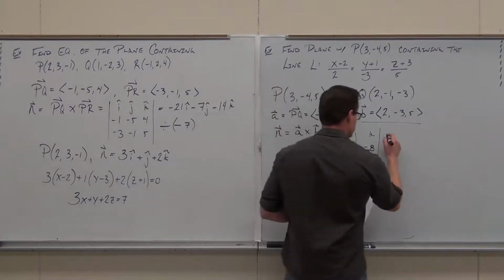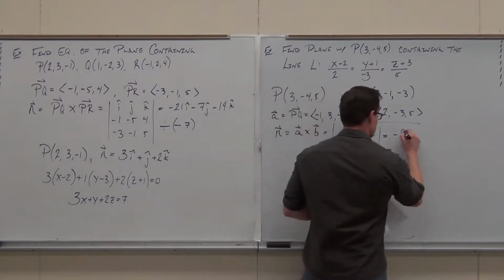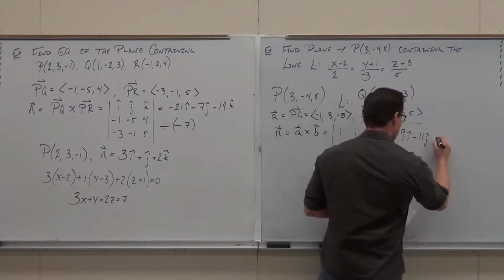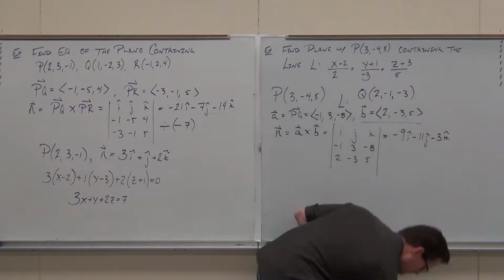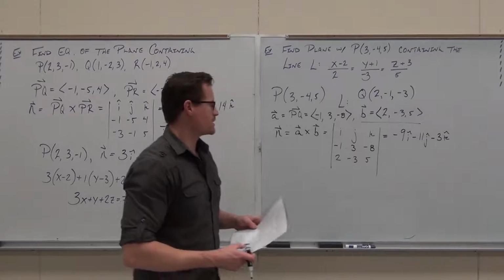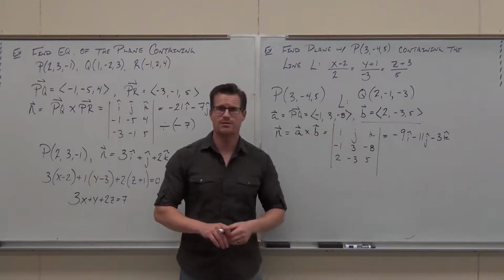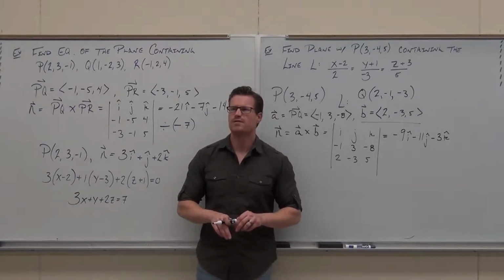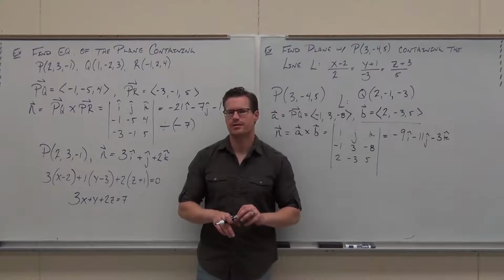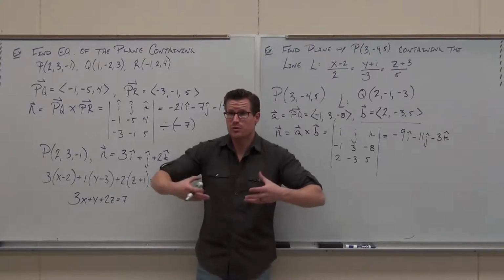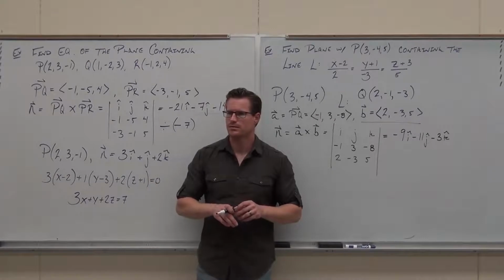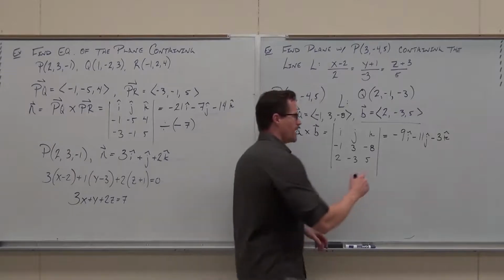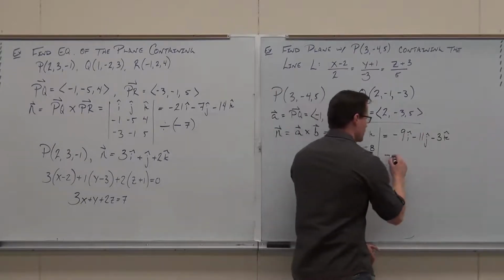Oh, nastiness. I want to make sure you're getting the same thing I'm getting. If you did it this way, did you get negative 9i minus 11j minus 3k? Did you get that vector? Yes. What's the first thing you're doing with this nasty vector? Factoring out the negative, because I don't want to deal with all negatives. That's really ugly. So I would multiply or divide by negative 1, whatever you want to do.